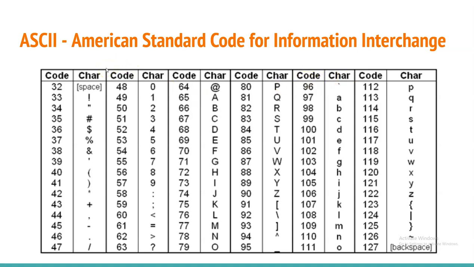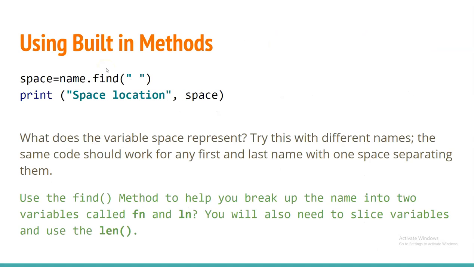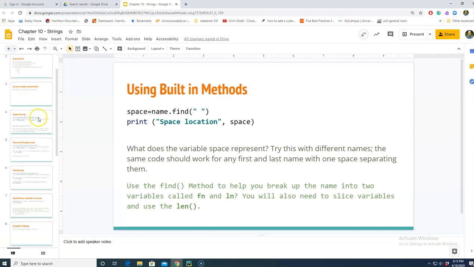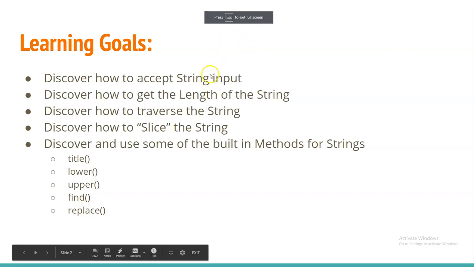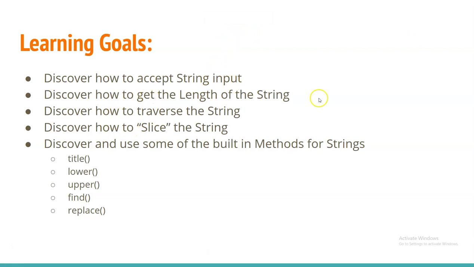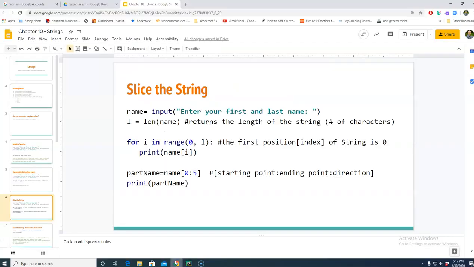So we've gone quickly over strings, but again, if I go back to the very beginning, so the very first slide, or second slide, our learning goals were to discover how to accept string input, and we did that. We were going to discover how to get the length of the string, and we figured that out with the len command. And we were going to discover how to traverse the string, and we did that by putting it into a for loop. We were going to discover how to slice a string or get pieces or sections out of our string. We were going to discover how to use the following built-in methods: title, lower, upper, find, and replace.